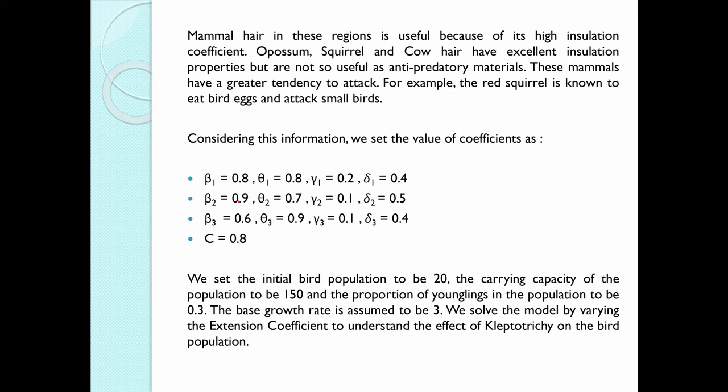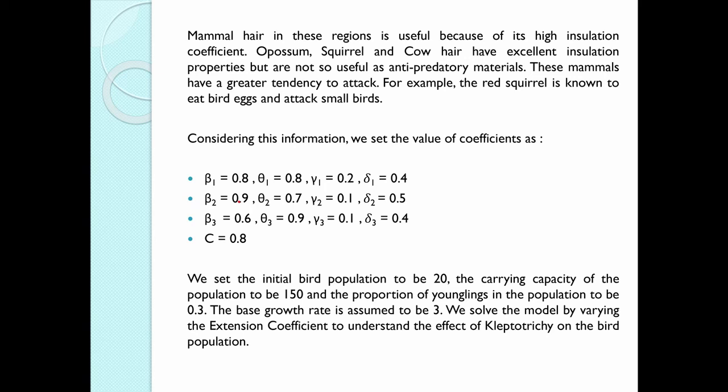Opossum, squirrel, and cow hair have excellent insulation properties but are not so useful as anti-predatory materials. These mammals have a greater tendency to attack. For example, the red squirrel is known to eat bird eggs and attack small birds. Considering this information, we set the values of our coefficients.